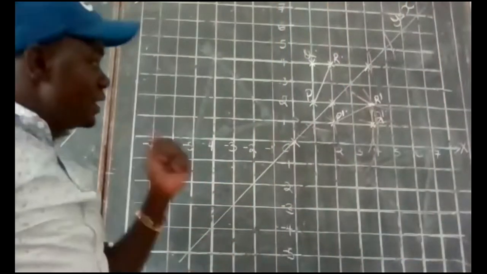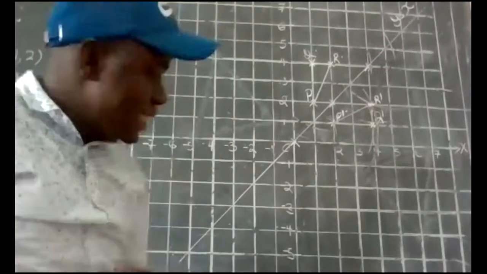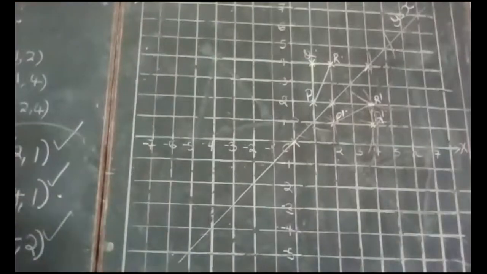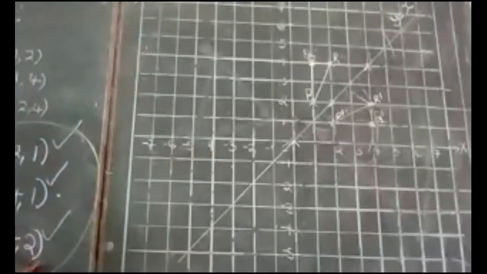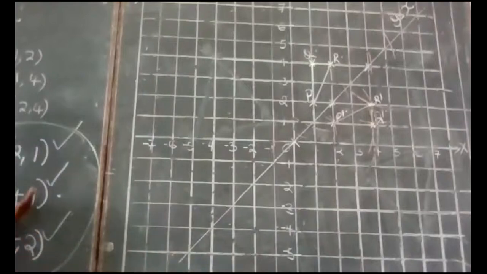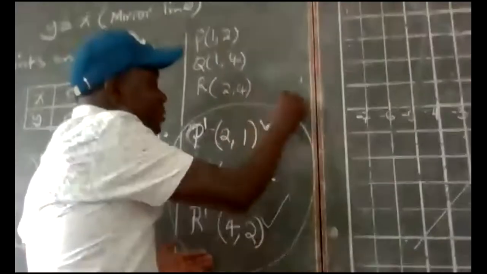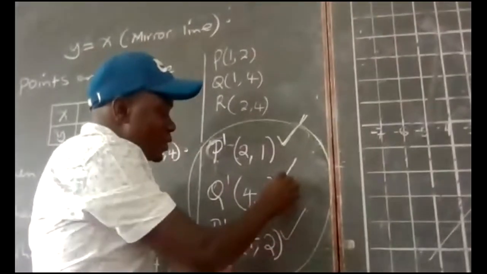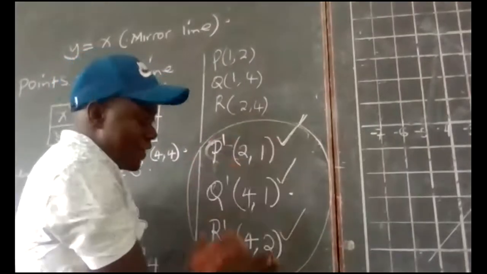Now, points to note, people. When you are told to reflect, the final product must be this. You don't do the reflection and forget to write these answers. And by the way, each point here is taking a mark. So if you don't write the coordinates of these image points, you'll miss all these marks. So this is our final product.